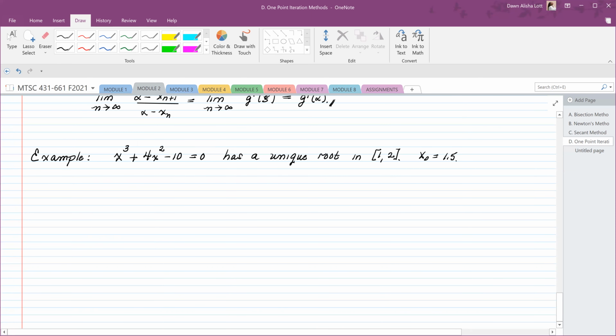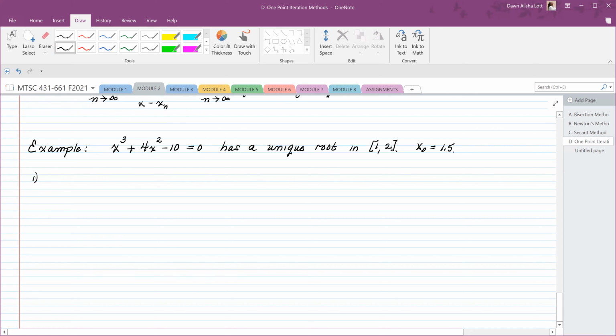All right, so number 1, let's let x equal g1 of x. So this is going to be our original. Adding x to both sides, I'm going to get x minus x cubed minus 4x squared plus 10. So actually I just took and subtracted that from x on both sides.